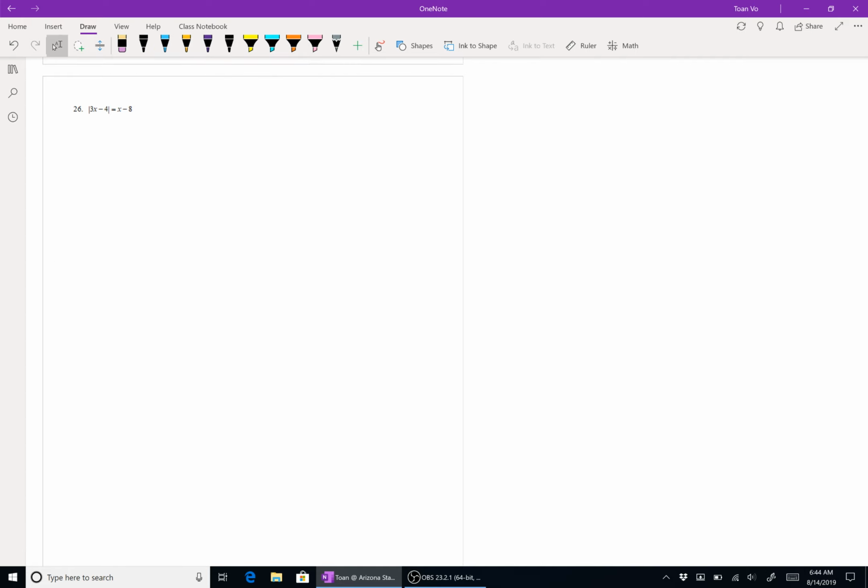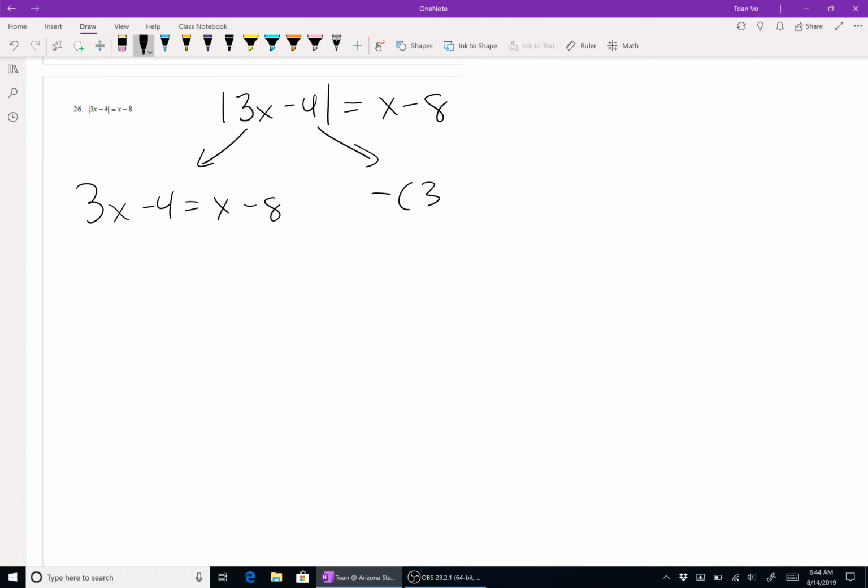Number 26 was another problem with the same instructions, so I'm not going to explain this one in great detail. You can look at number 25 if you need the explanation. So you set it up, first equation as is, second equation take the opposite, and then you go ahead and solve.